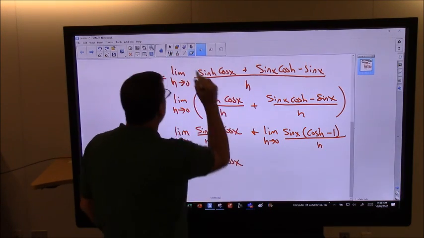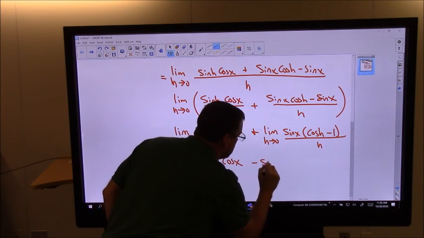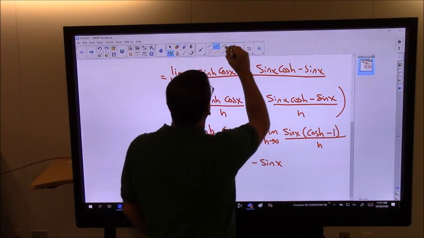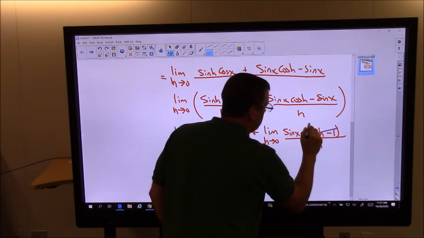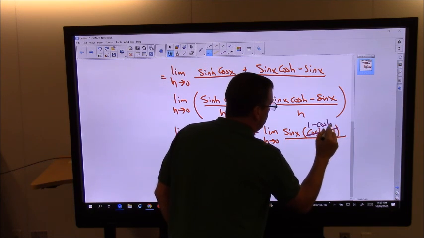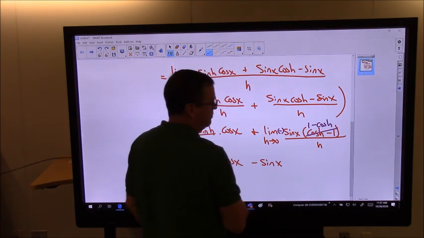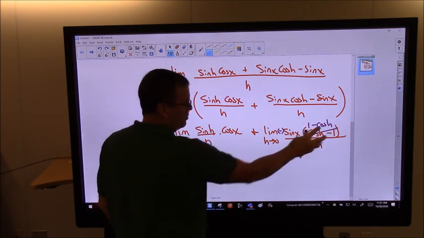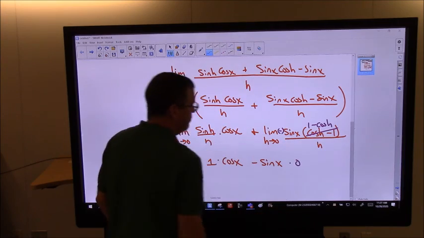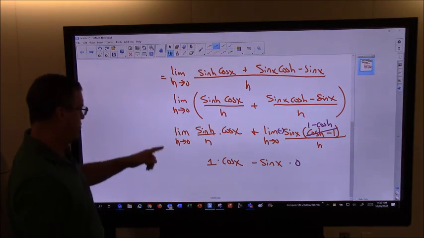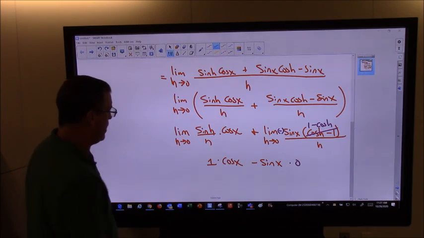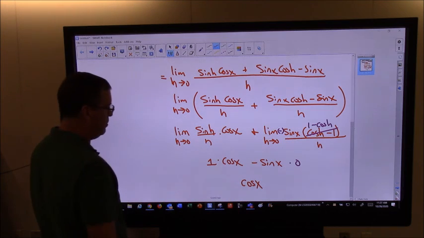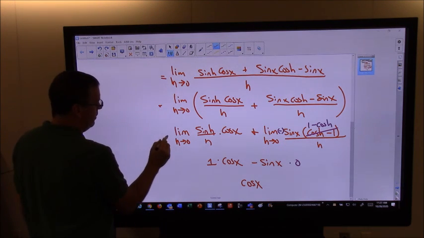So what I would get is a negative sine of x times the limit as h goes to 0 of 1 minus cosine of h, and I factored a negative sign out. This whole thing now equals 0. It's one of our special limits. And so, 1 times cosine x would be just cosine of x. 0 times anything is 0. So there's our answer.